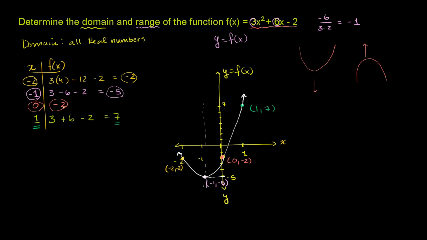So we already said the domain is all real numbers. Our range, the possible y values, is all real numbers greater than or equal to negative 5. It can take on the value of any real number greater than or equal to negative 5, nothing less than negative 5.